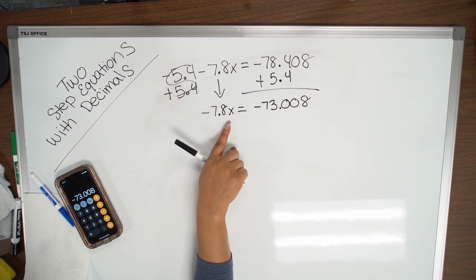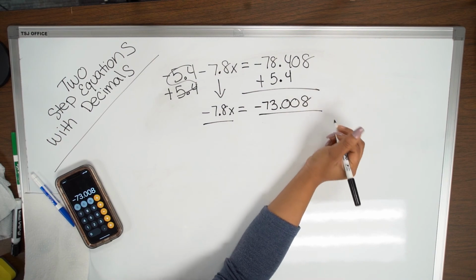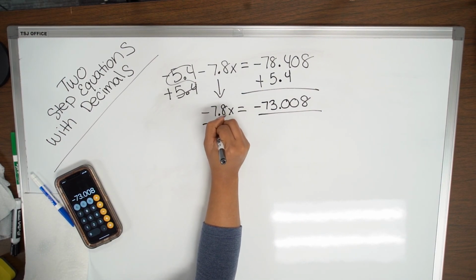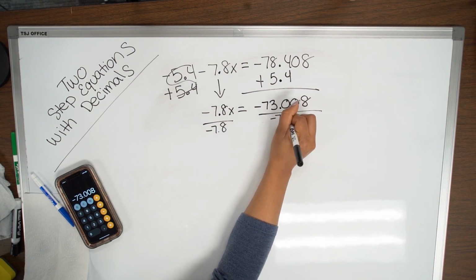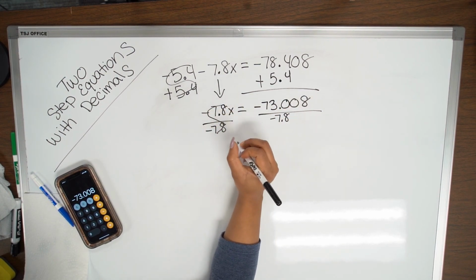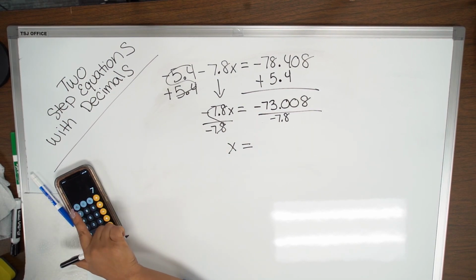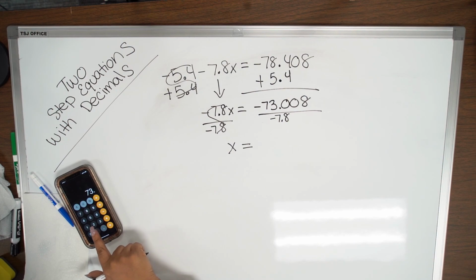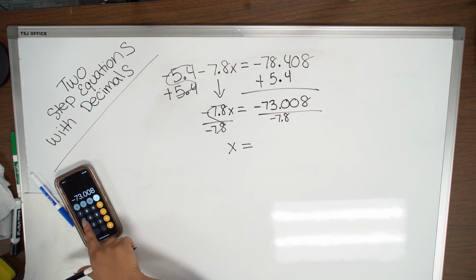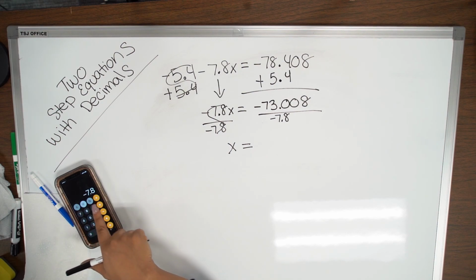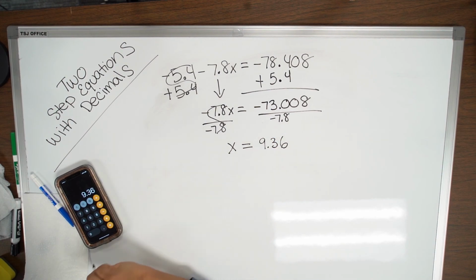Remember, this is multiplication, so we have to divide because you have to do the opposite. What you do to one side, you do to the other side. So we're going to divide by negative 7.8. Then these cancel out, so that leaves us with x equals, I guess I could have left that, but that's okay. Negative 73.008, remember mine, I have to do the negative first, divided by negative 7.8 is 9.36.